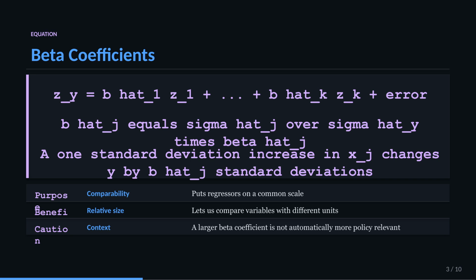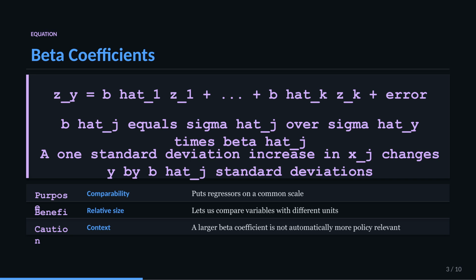But we should be careful not to overstate what it means. A larger beta coefficient does not automatically mean a variable is more important for policy. It means the variable moves more strongly in standardized units. That is valuable information, but it is not the same thing as saying the variable is easier to change, cheaper to change, or more causally central.